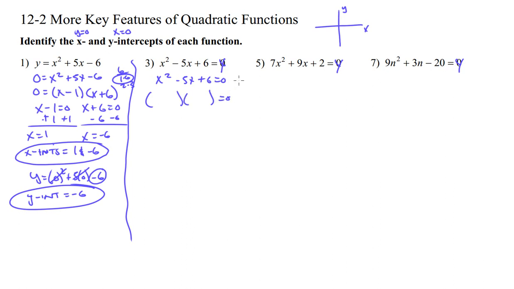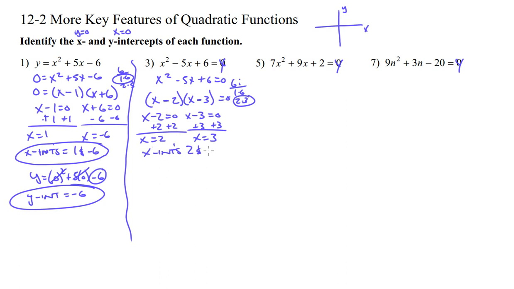Okay? Factors of 6. Again, 1 times 6 or 2 times 3 that add up to 5. Now is where we're going to use the 2 and the 3. So x and x, 2 and 3. These two numbers have to add up to negative 5. So it has to be negative 3 and negative 2. That adds up to negative 5, and they multiply together to give positive 6. So we set each of these equal to 0. We get x minus 2 equals 0 and x minus 3 equals 0. Add 2 to both sides and we get x equals 2. Add 3 to both sides here and we get x equals 3. So x-intercepts are 2 and 3.